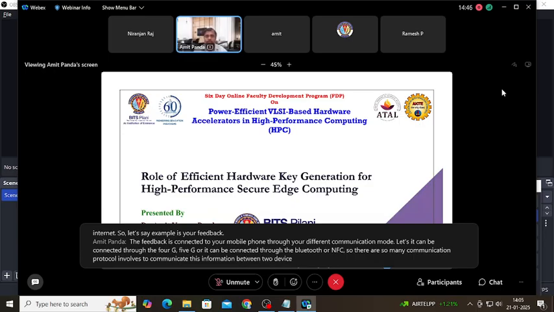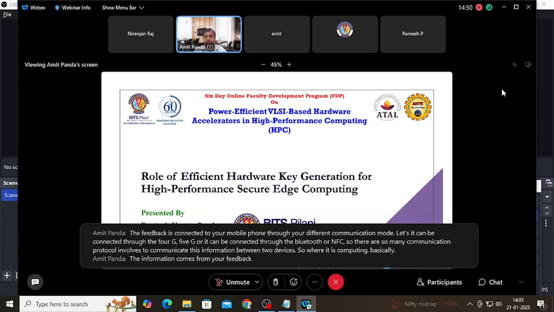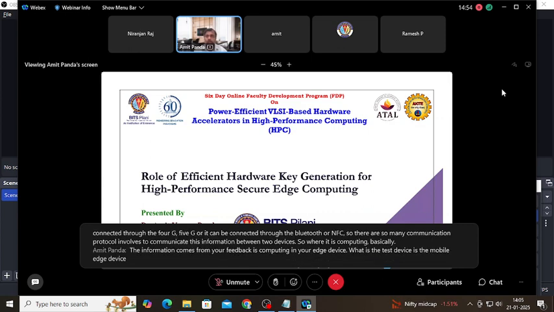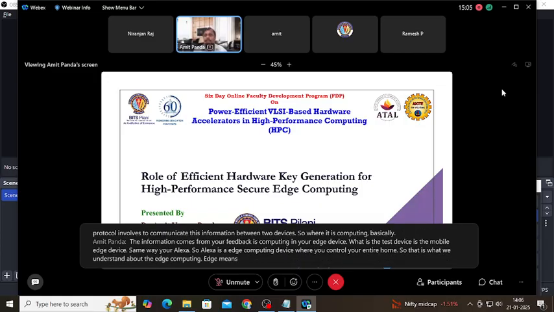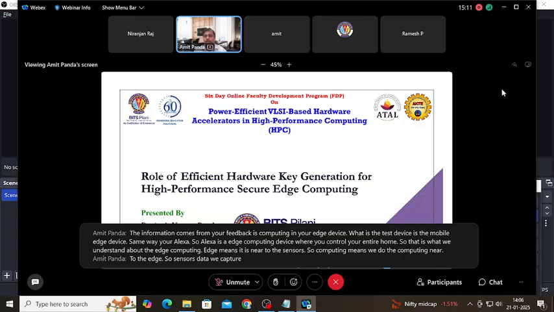So where is it computing? Basically, the information from your feedback is computed in your edge device. What is that edge device? It is the mobile edge device. In the same way, Alexa is an edge computing device where you control your entire home. That is what we understand about edge computing. Edge means it is near the sensors. So we do the computing near the edge. Sensor data we capture and transmit to a nearby computing device where it can be computed.